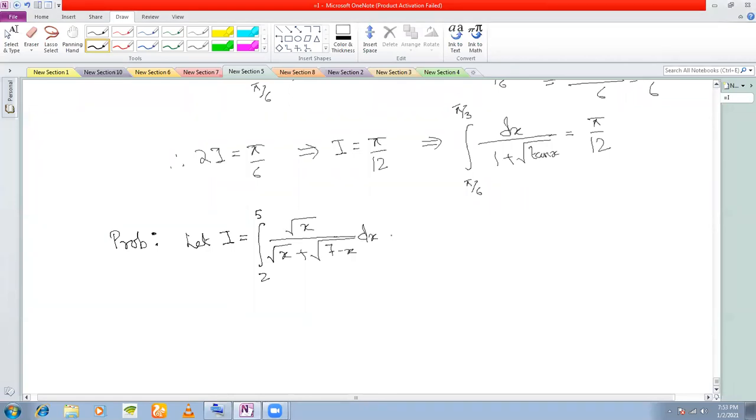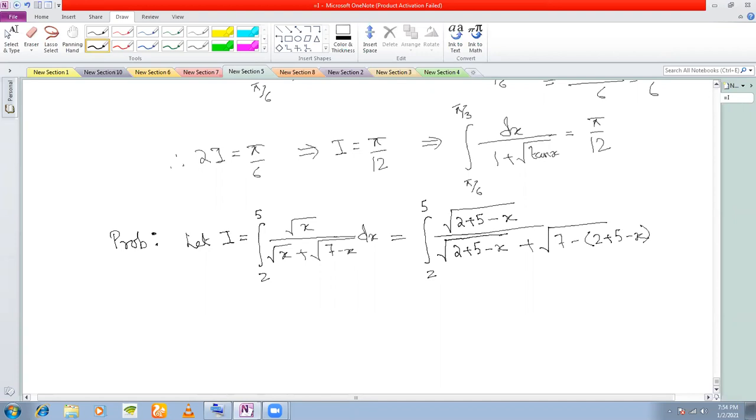So what you do here is, you can treat this as a practice problem also. You remember the property is a plus b minus x. So a here is 2, b here is 5, so it is 2 to 5 root over of 2 plus 5 minus x, divided by root over of 2 plus 5 minus x, plus root over of 7 minus a plus b minus x.